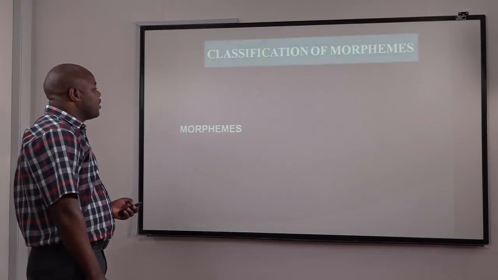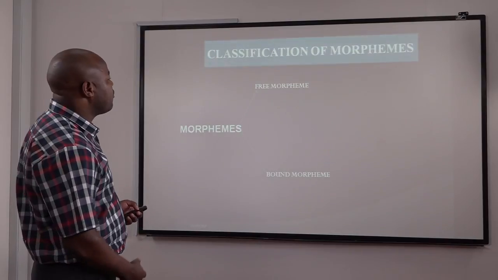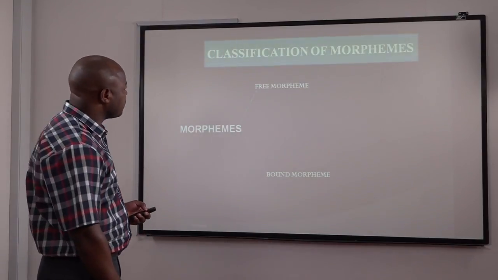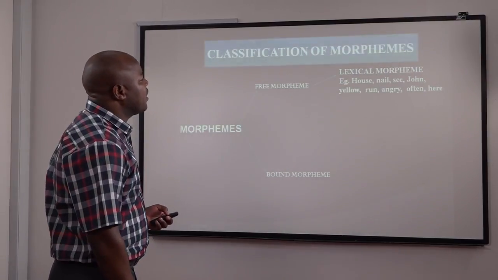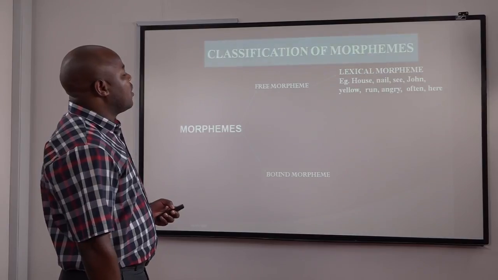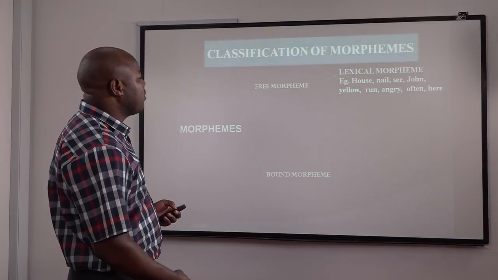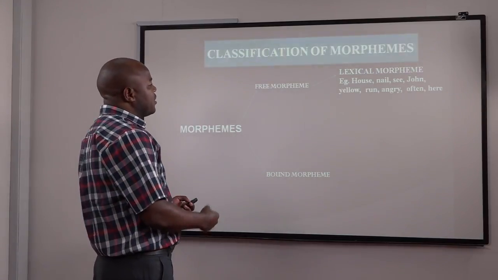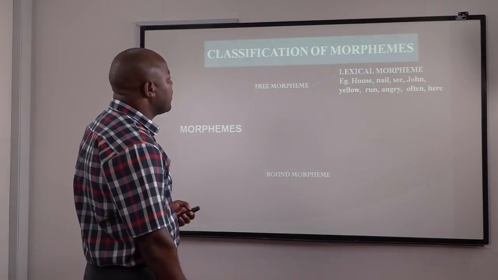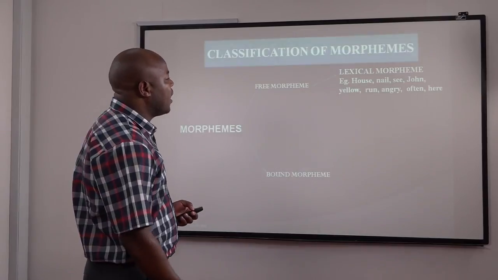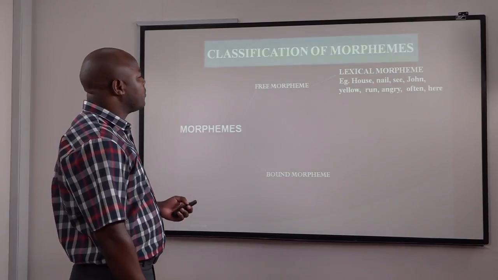Now, let us focus on the classification of morpheme. Morpheme is classified into two major parts. As we have seen earlier, we have free morpheme and bound morpheme. Free morpheme is categorized into two. The first one is lexicomorpheme. With lexicomorpheme, we are talking of the free morpheme which can stand alone as individual words in a sentence. For example, we can see words like house, nail, see, John, yellow, run, angry, often, here. All these are examples of lexicomorpheme.